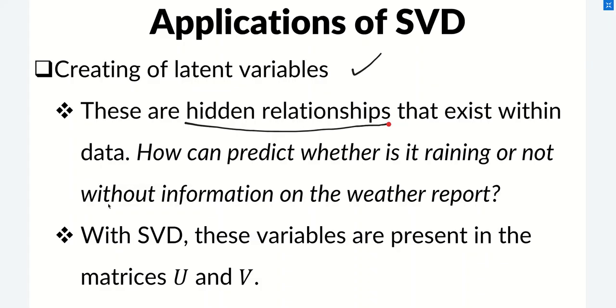So when we have data, we have to find the hidden relationship. That is what is crucial, that is what is important. Singular value decomposition can enable you to achieve that. So those of you, after this, you can take it up, work harder, and discover much from it. A practical scenario is, how can you predict whether it is raining or not without information from the weather report? They've given you data, and how can you know whether it is raining or not?